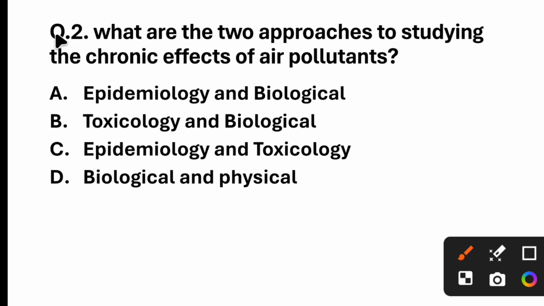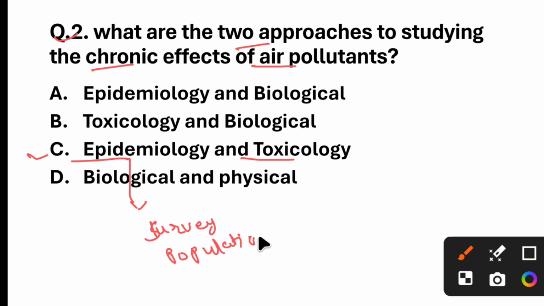Question number 2. What are the two approaches to studying the chronic effect of air pollutants? Answer is option C. Epidemiology and toxicology. Epidemiology studies the survey of a population, and toxicological studies are done in the lab.